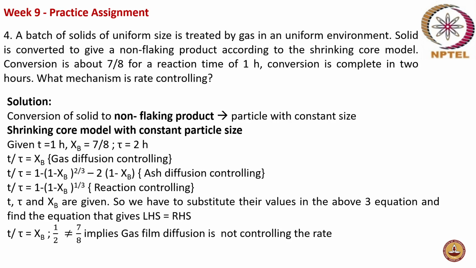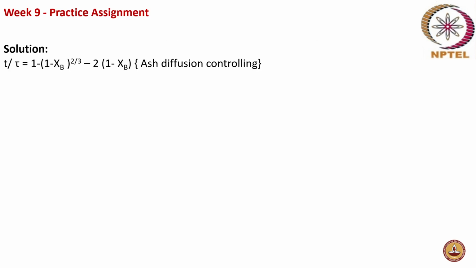So 1 by tau is not equal to 7 by 8. This means that the gas diffusion is not controlling the rate. Okay, so that is ruled out. Now the next expression is for ash diffusion controlling.